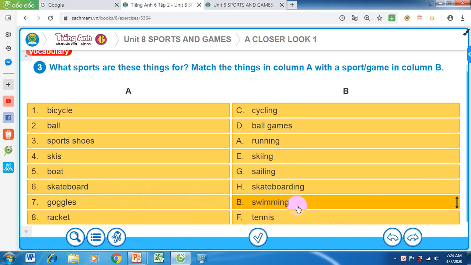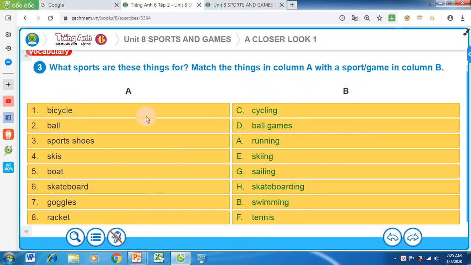Goggles, yes, in swimming, and a racket in tennis. Do you agree? If you don't agree with me, you can take a note for your answers and then I will show you all the keys. Okay, are you ready? 1, 2, 3. Yes, it's all correct.